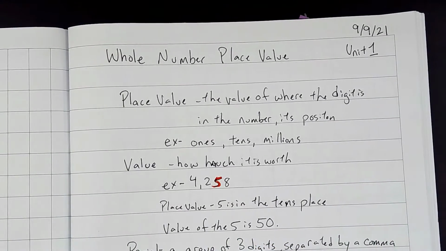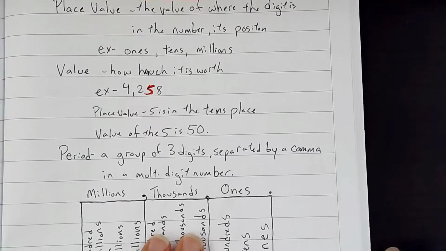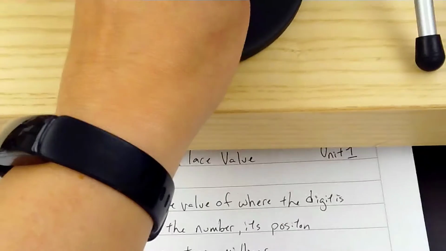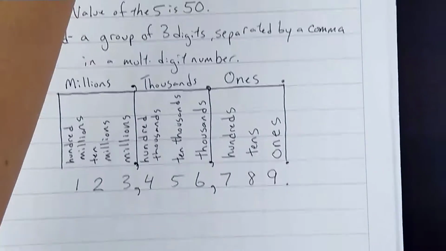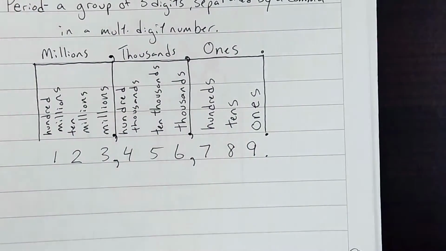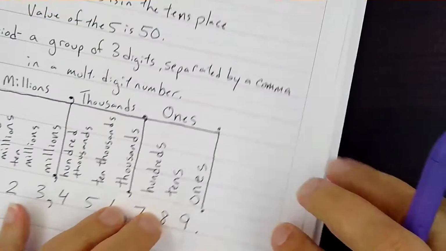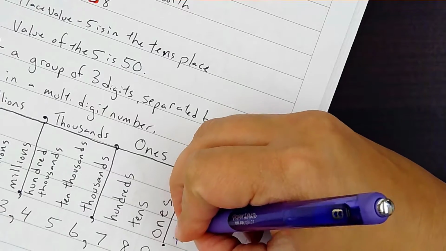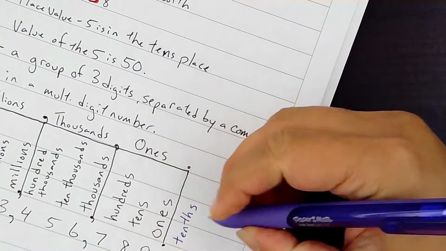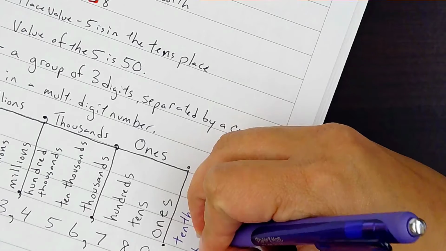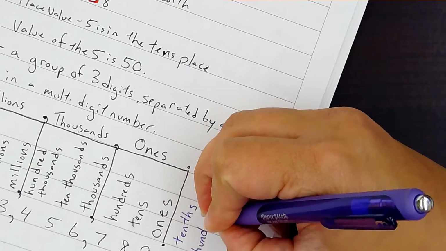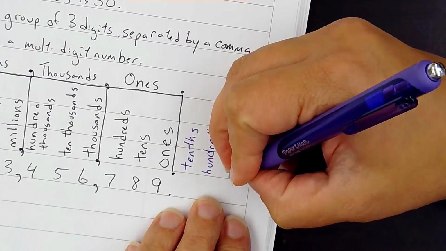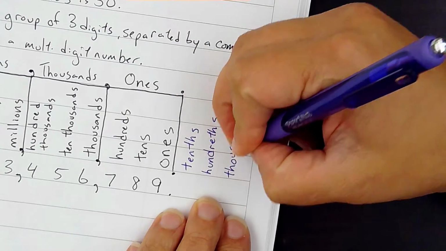So what we're going to do now is add on to just past this one here. I'm going to move the notes a little closer. There we go. So after the ones, I'm then going to add tenths, hundredths, and thousandths.